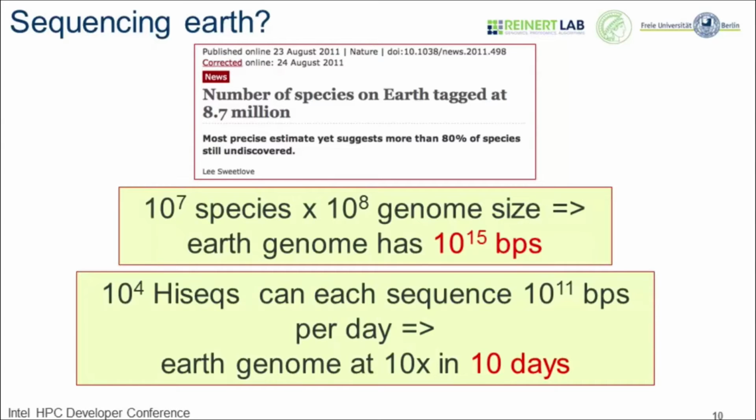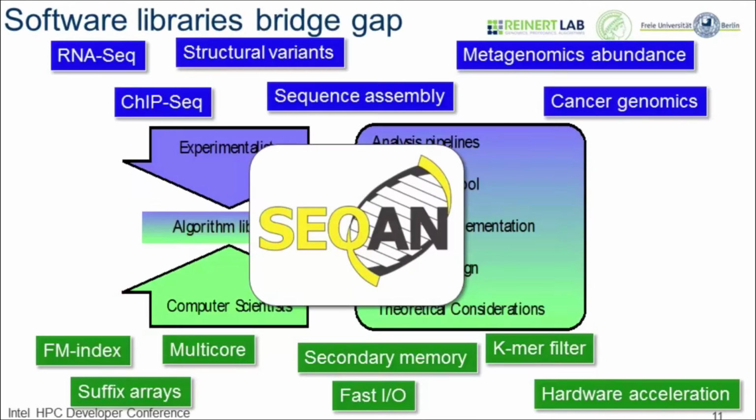So if you assume that each of these species has a genome of about 10^8 base pairs, that means we can say the Earth's genome has about 10^15 base pairs. I talked to some people at Illumina, and they say worldwide there's a population of about 1,000 of their sequencers now, which is of course expanding all the time. Each of the HiSeqs can sequence 10^11 base pairs per day. That means the Earth genome at 10x coverage could be sequenced within 10 days.